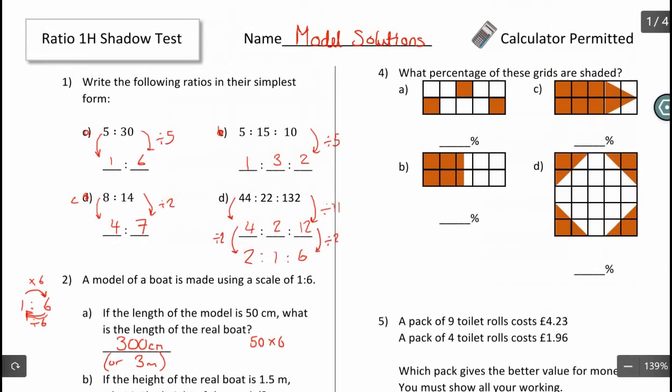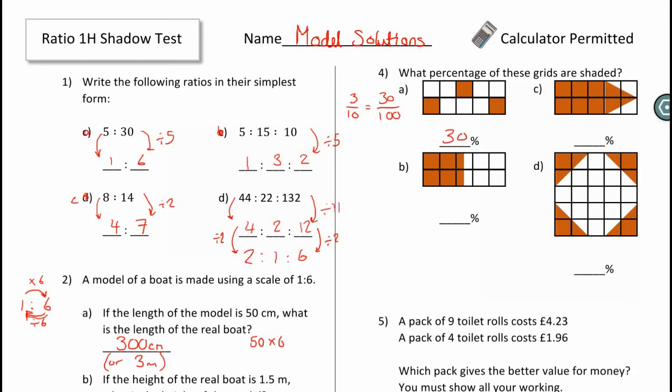Okay, next column. What percentage of these grids are shaded? So I would just write these as a fraction out of what we see there and then turn it into a fraction out of 100 personally. So here we've got 3/10. Scale that up and that would be 30 hundredths, therefore 30%.